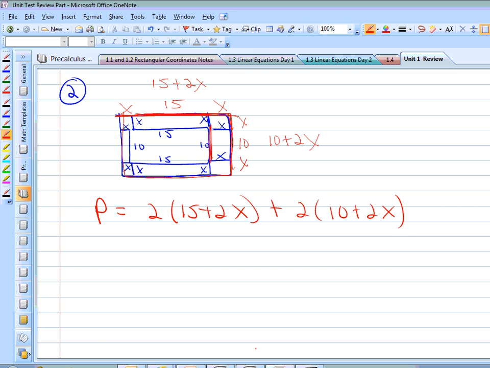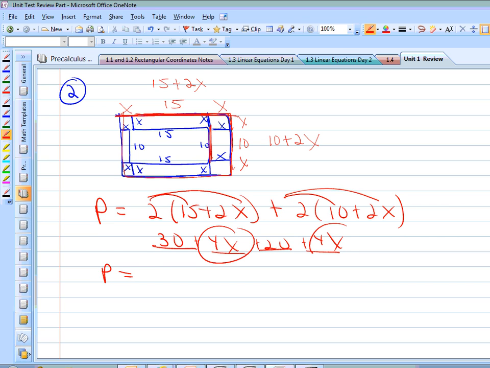Now let's just use our distributive property and simplify. So 2 times 15 would be 30, 2 times 2x would be 4x, 2 times 10 would be 20, 2 times 2x would be 4x. And so our perimeter would end up being 20 and 30, 4x and 4x. So 4x and 4x would be 8x, 30 plus 20 would be 50. So the perimeter of that walkway is 8x plus 50.